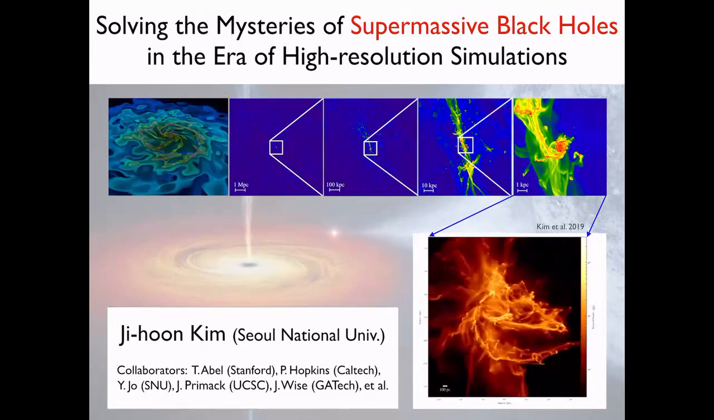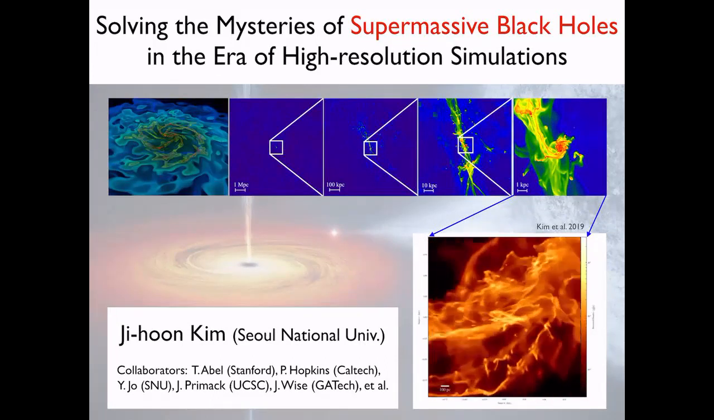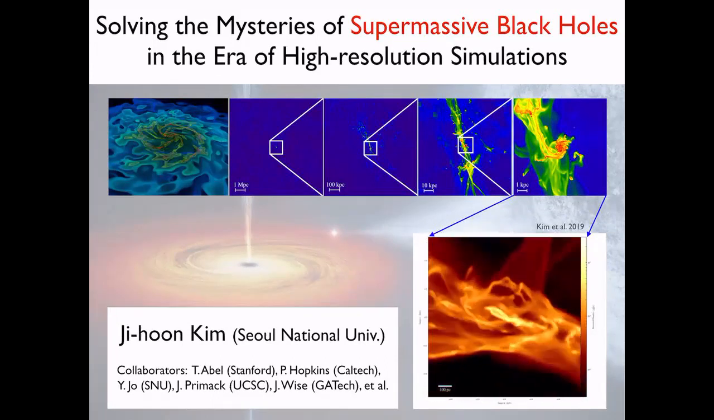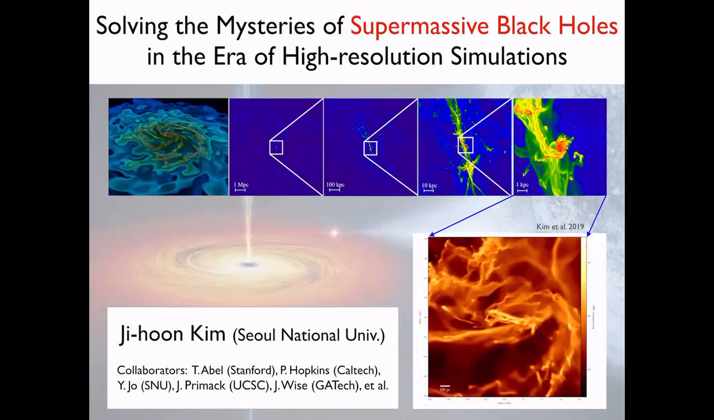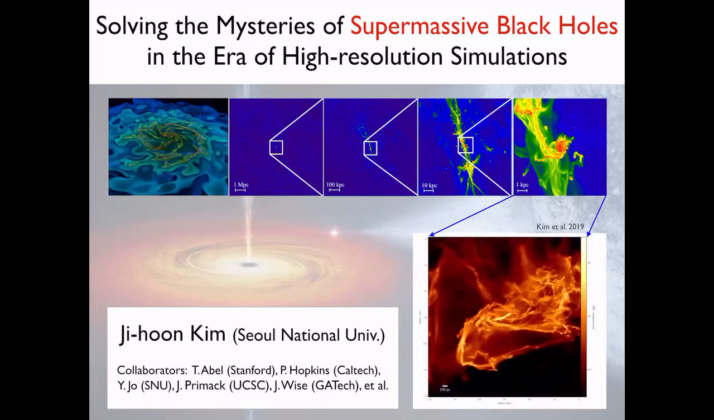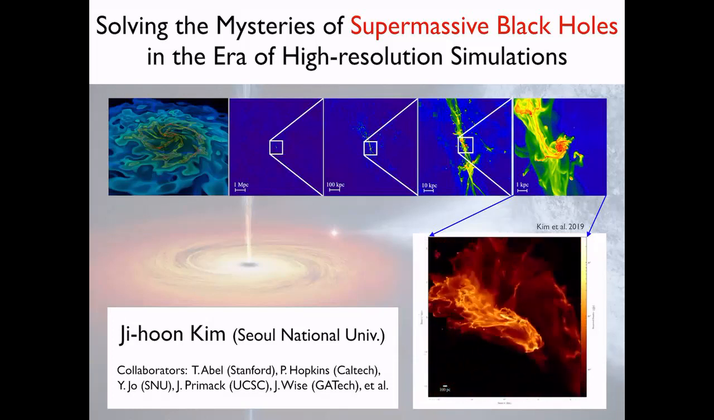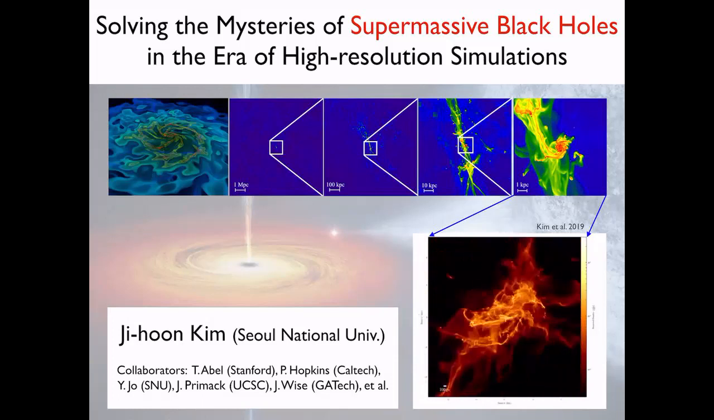I'm a computational astrophysicist, and I was asked to talk about our understandings and the mysteries surrounding the supermassive black holes from the perspective of standard contemporary astrophysics. But what happened to supermassive black holes, how they came to be, how they came to have such a large mass could be an interesting topic for this particular audience.